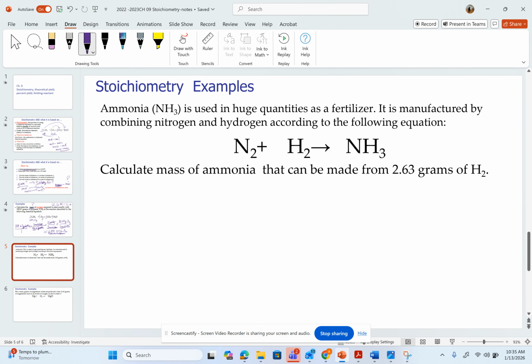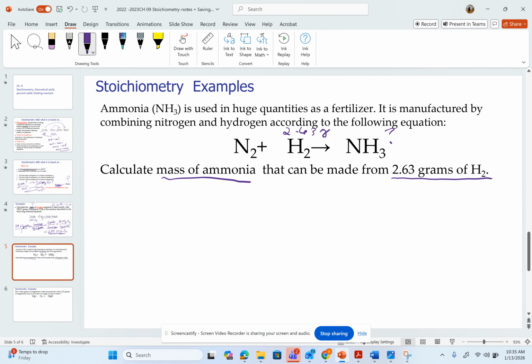Let's do another one. Ammonia is used in huge quantities as a fertilizer. It is manufactured by combining nitrogen and hydrogen according to the following equation. Calculate the mass of ammonia that can be made from 2.63 grams of hydrogen. So I am given 2.63 grams of hydrogen, and I need to figure out how much ammonia can be made.